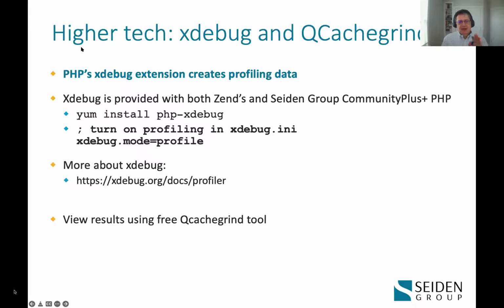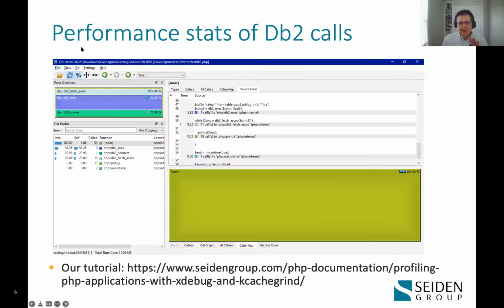Also, there's an extension called Xdebug. Both Zend Server and Seiden Group Community Plus include Xdebug. Don't turn it on until you need it because it'll slow down your application. But if you do turn it on, it outputs some really interesting data that you can then display graphically and see what's going on with your performance.